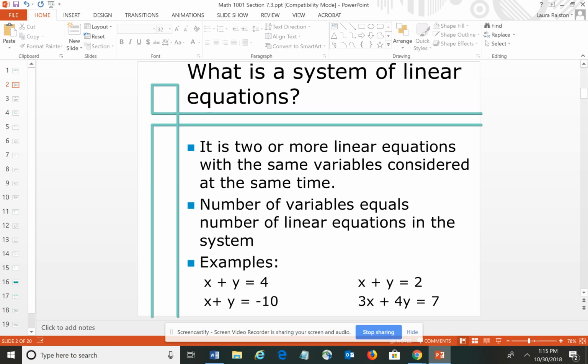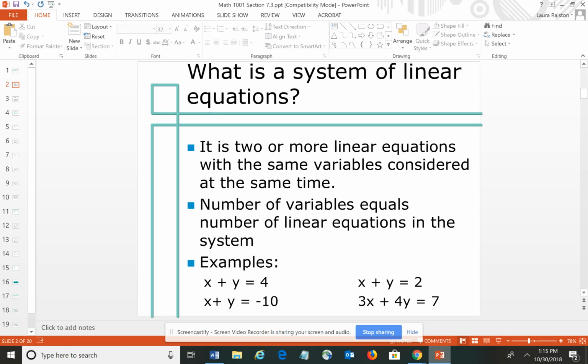is. So a system of linear equations is two or more linear equations with the same variables considered at the same time. So where you're looking at two or maybe three different equations at the same time. One of the key things to note is that the number of variables should always equal the number of equations that you have in the system.